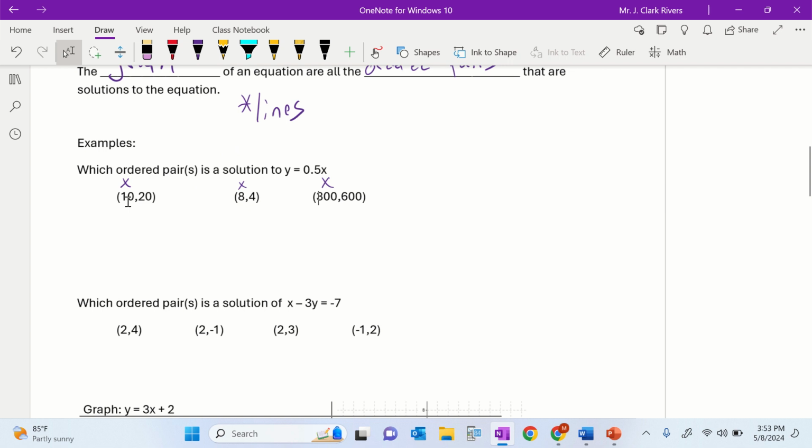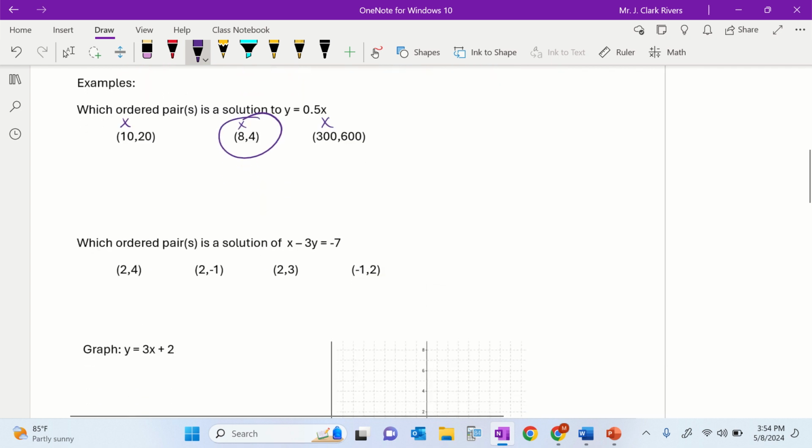All right, what's half of 10? Half of 10 is 5, so 10, 20 is not a solution. What's half of 8? Half of 8 is 4, so half of 8 equals 4, so that is a solution. And then what's half of 300? Half of 300 is 150, so not that one. We are multiplying by 2 there when we should be multiplying by 1/2. So that middle ordered pair is the only solution to that equation.